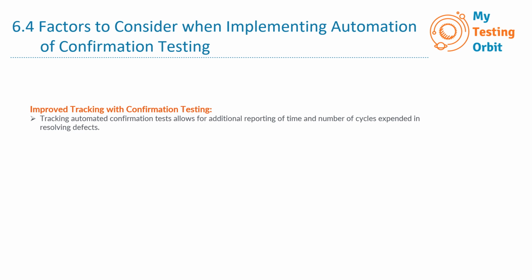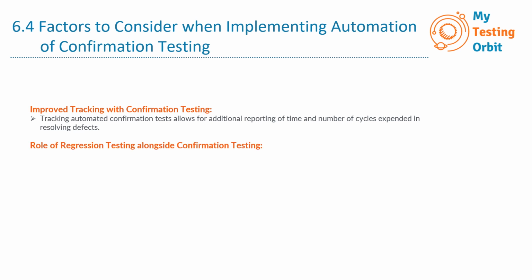For instance, if you have automated tests that confirm whether a fix works or not, you can record how long it took from the moment the issue was reported until it was resolved successfully. And in addition to that, you can also track how many times you had to repeat the testing process, like how many testing cycles you had to perform before confirming the fix. This information helps in better understanding the effort and resources invested in resolving defects, which also helps in improving future processes and resource allocation.